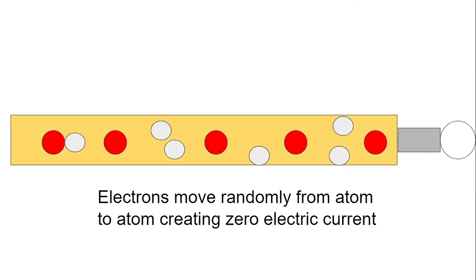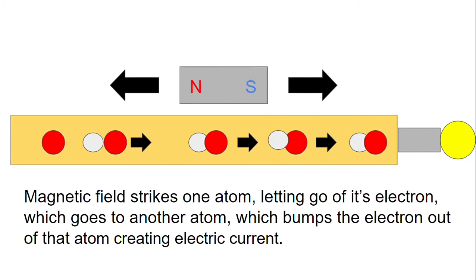Say we have a long copper wire. Inside it, there's lots and lots of atoms. Electrons keep moving from one atom to another, but in random directions. When an outside force strikes one atom, the atom lets go of its electron, which bumps into another atom, which bumps the electron out of that atom, which creates a chain reaction of electrons, which creates an electric current.